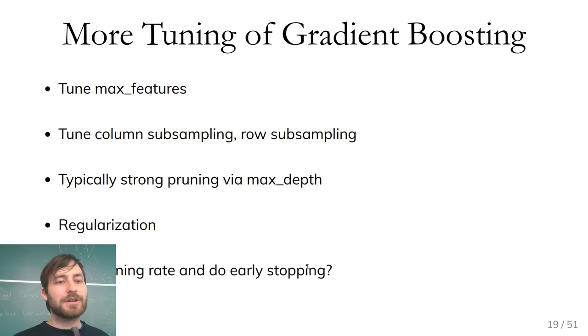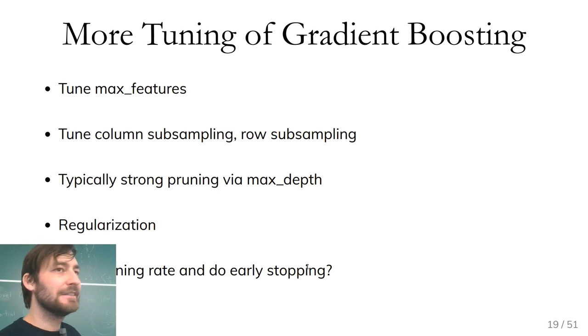You can tune max features. You probably want to tune the column and row subsampling. If you do column subsampling, it's not entirely clear if you need max features as well, but you can try. And as I said, you typically want strong pruning via max depth. You could also use one of the other methods, like max leaf nodes. I'm not sure if anyone ever does that. It's traditional to use max depth, but other things probably also work. And you can search the regularization, usually the L2 regularization of the leaf weights. So now you have way more parameters that you can tune, and that's what people mostly do during Kaggle competitions: tuning the parameters of XGBoost. You'll get to play around with this a little bit in the next homework.